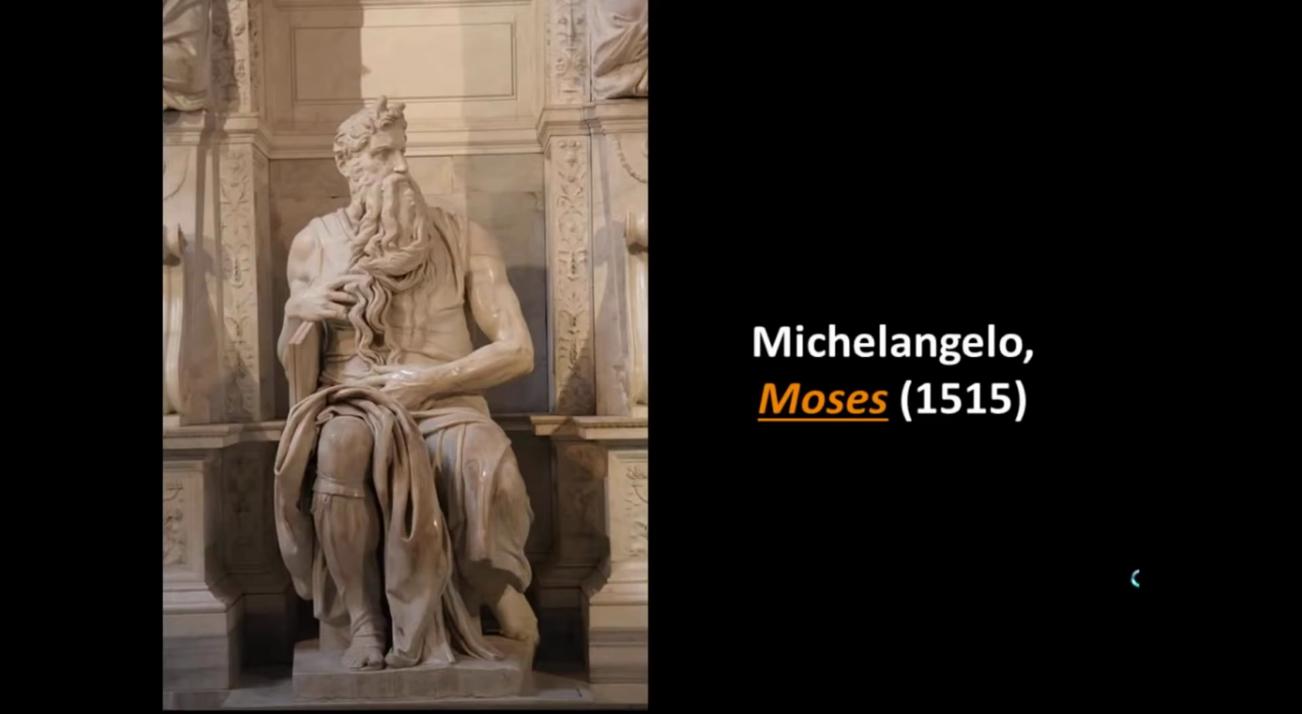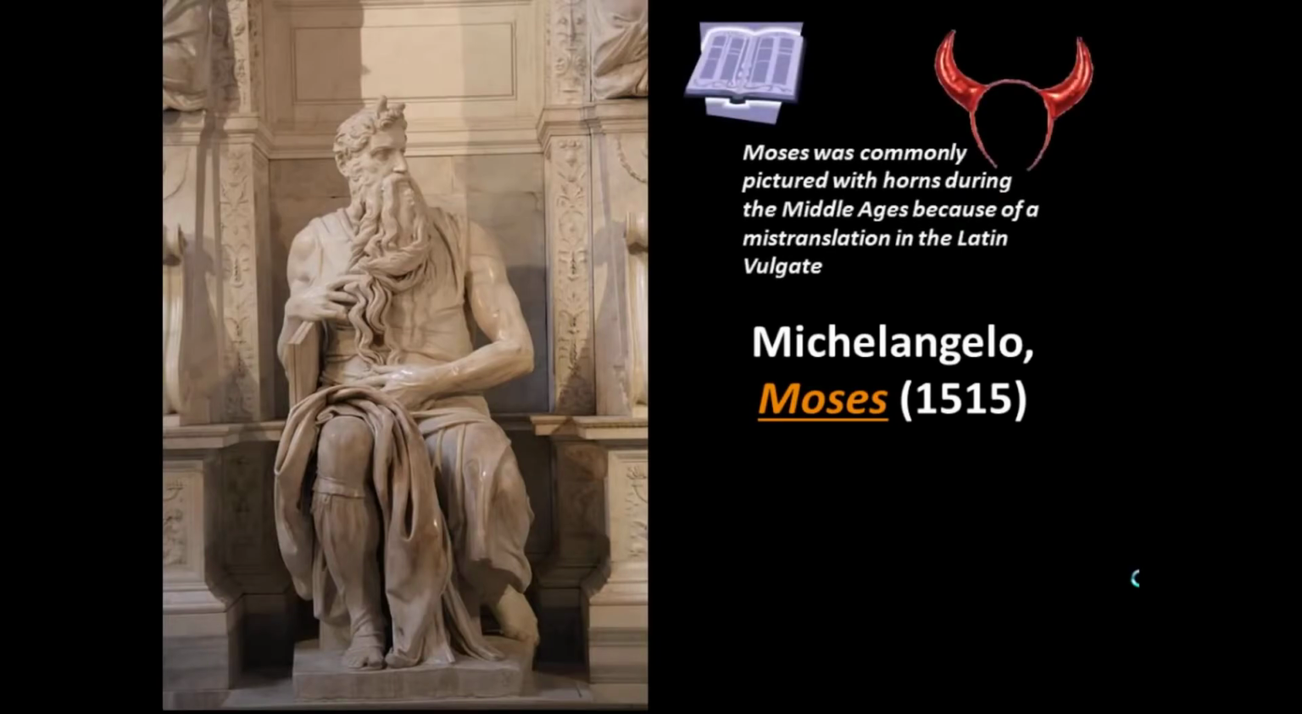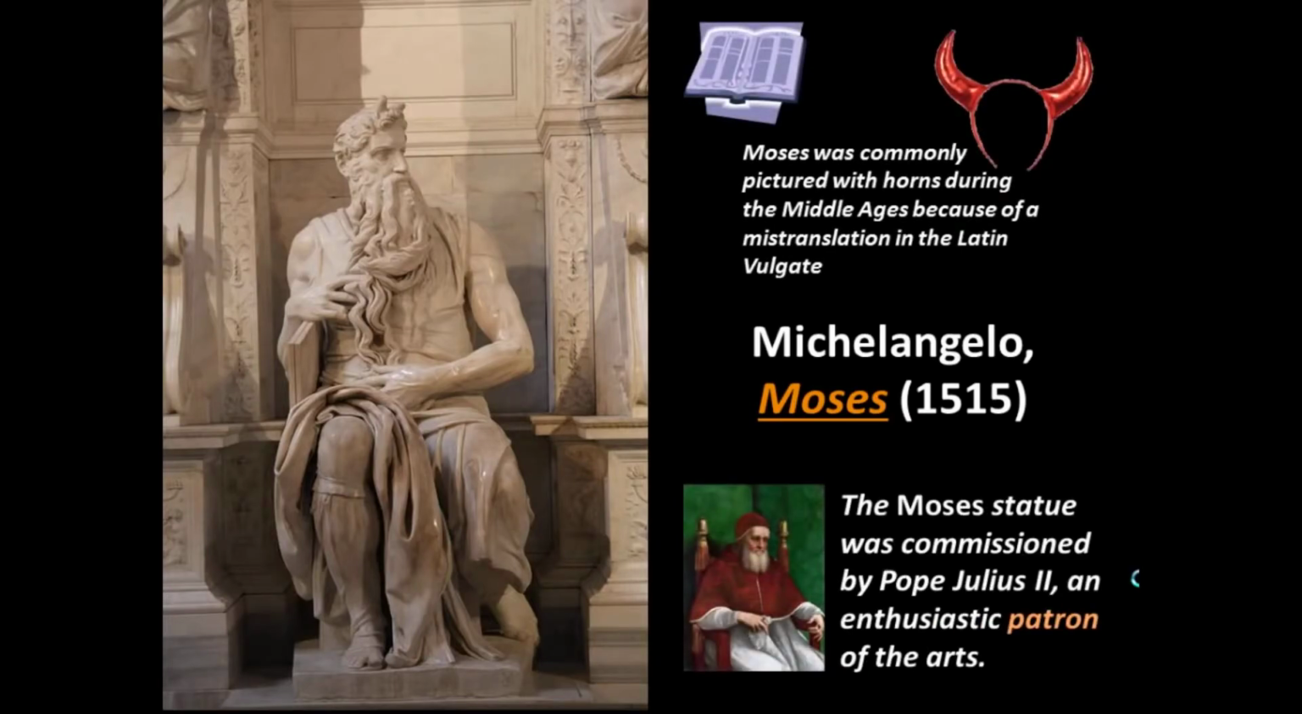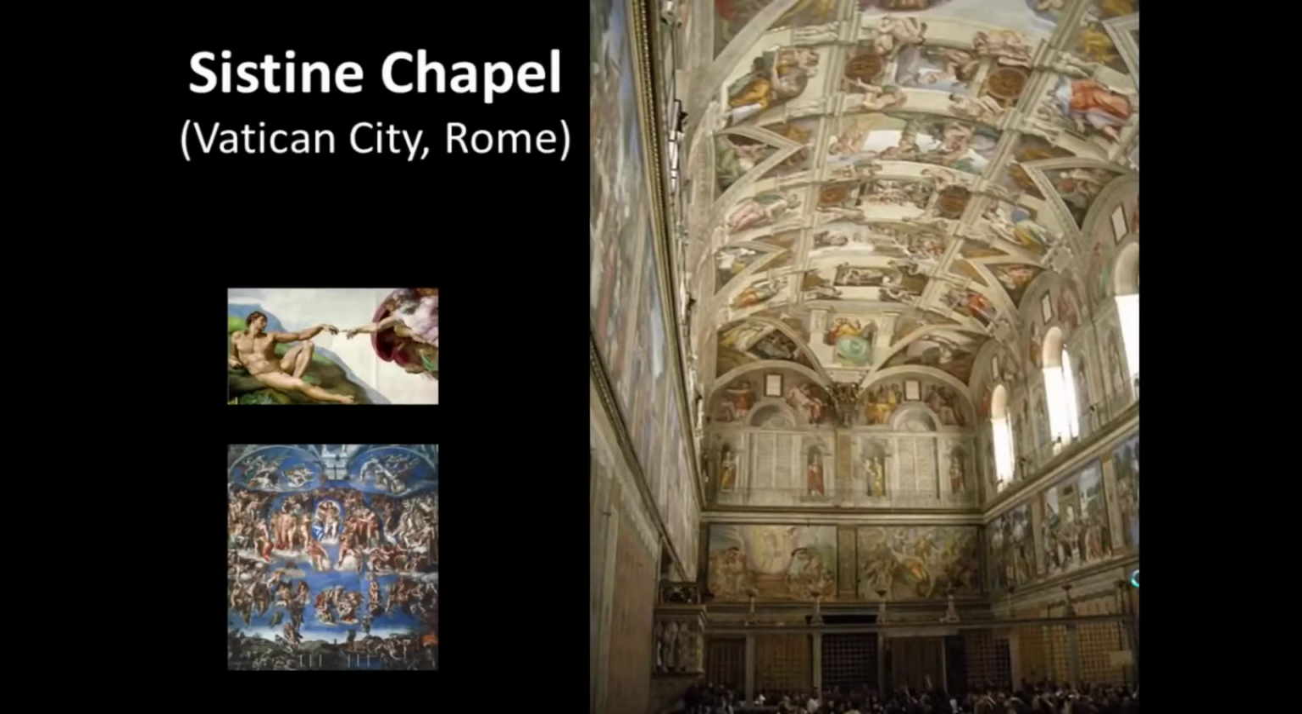There's Michelangelo's Moses, which, of course, portrays Moses with horns because of a mistranslation in the Latin Bible. This was at a papal tomb, the tomb of Julius II. Now keep in mind that the Medici were big patrons of the arts, and so was the Catholic Church. And so here is the Sistine Chapel in Rome, in Vatican City, which hopefully some of us will get to see when we go to Europe next spring.